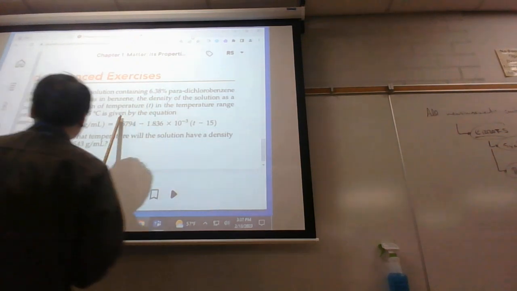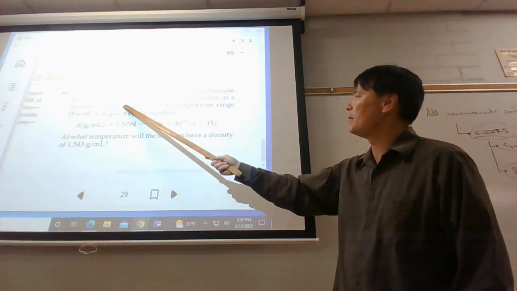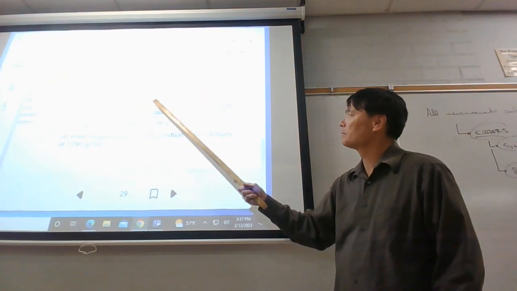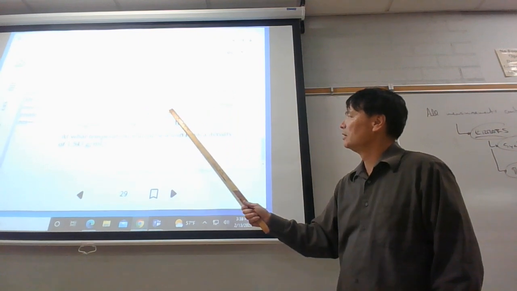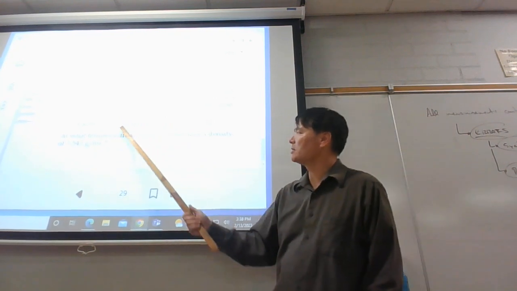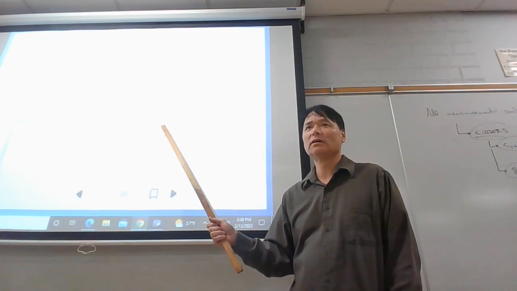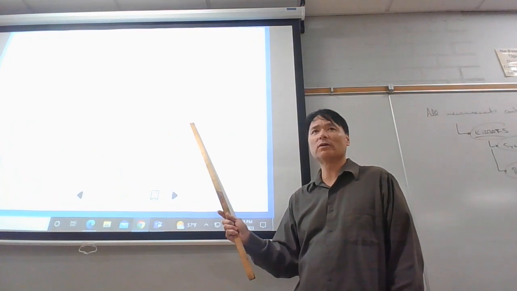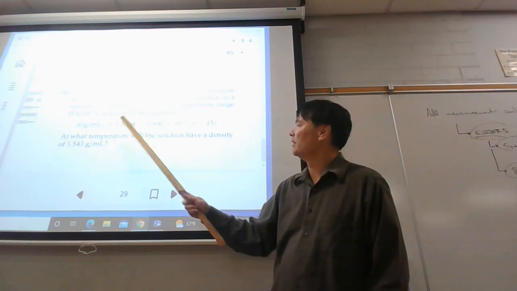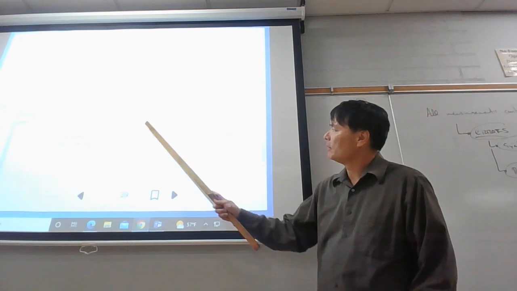Let's move on to 68. For a solution containing 6.38% para-dichlorobenzene by mass in benzene, so this is a mixture of para-dichlorobenzene in benzene, the density of the solution as a function of temperature in the temperature range 15 to 65 degrees C is given by the equation. You know what we call this? Is this equation based on theory, or do you think this equation is based on observation? In other words, is it theoretical or empirical? This is empirical. And so what they do is they just look at the curve, and they look at how the density changes as a function of temperature. And they fit it to this equation here.